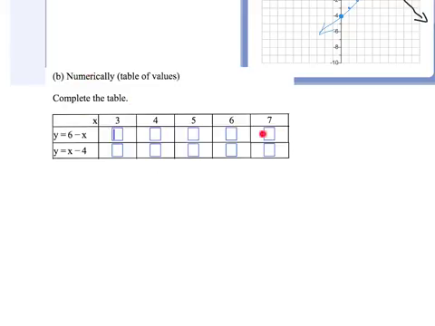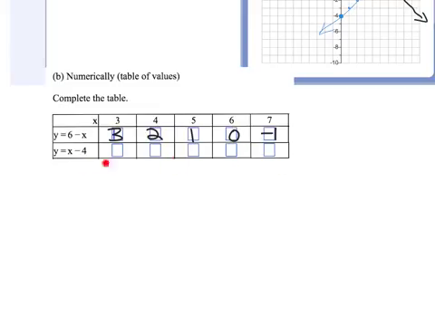numerically. So they've already given us values of x to plug into our equations. And so let's do it. So we've got 3, so we're going to replace the x with 3. So 6 minus 3 is 3, and then 6 minus 4 is 2, then 6 minus 5 is 1, 0, negative 1, because you should see the pattern. It's going down by 1 every time.